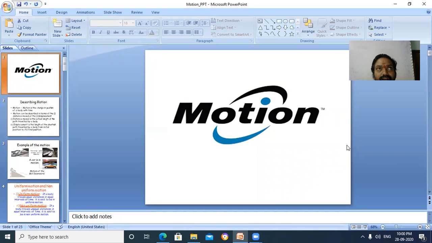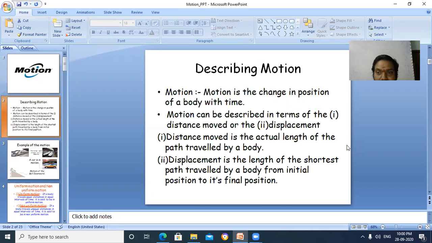So we know that humans, and not just humans, all of the world, will be in the phase of motion or in the state of rest. If I have to exactly define what is motion, it is a change of position of a body with respect to time. Always time is the main parameter of interest. So motion is the change in position of the body with respect to time.